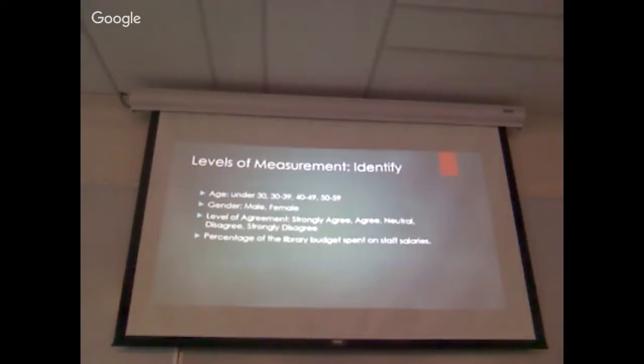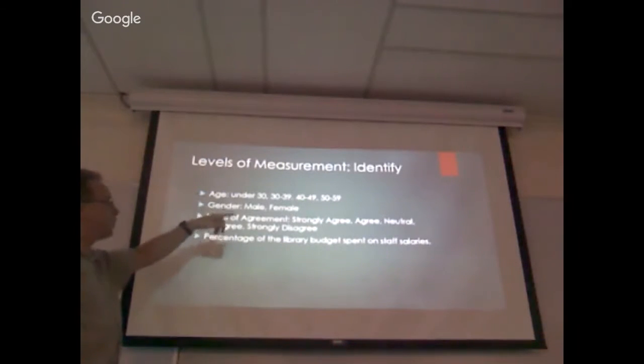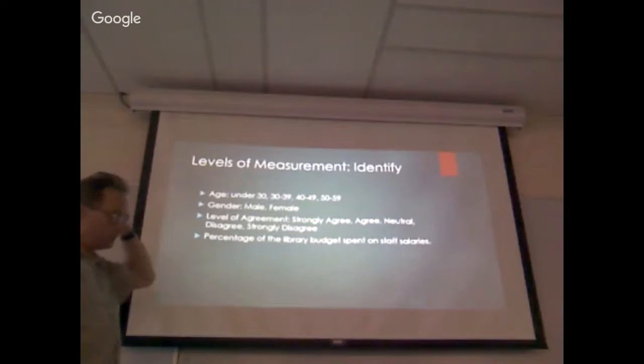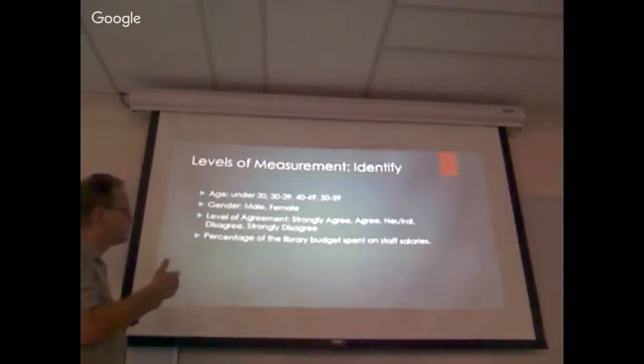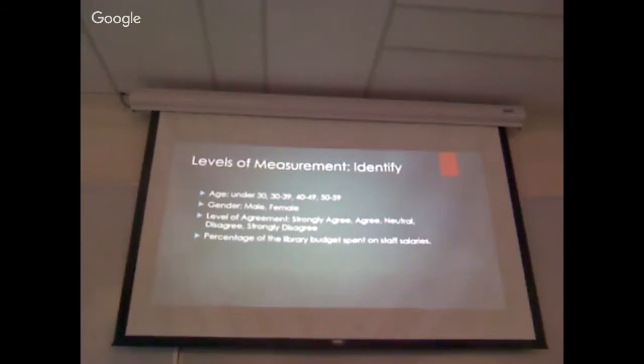So, nominal levels of measurement, categorizing identity. If you look at what's happening here, we've taken age and we've put age into 4 different groups. Now, chances are a better way of doing that would be to just have people report numbers, but sometimes you're going to have strength in numbers, and that's why you would group people by age within categories. Gender, male, female, and we could add on to that.